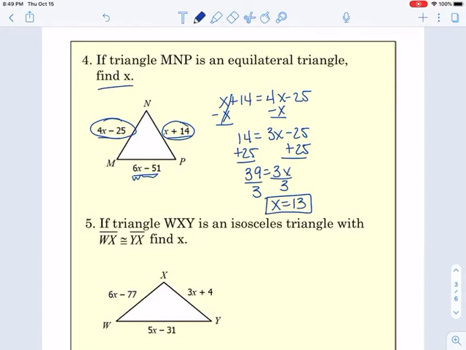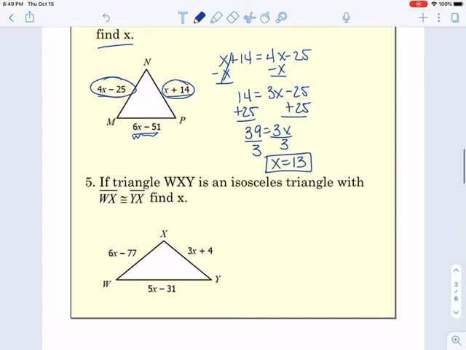It only asked me to find x. I found it. I'm done. For number 5, if triangle WXY is an isosceles triangle with WX congruent to WY, find X.